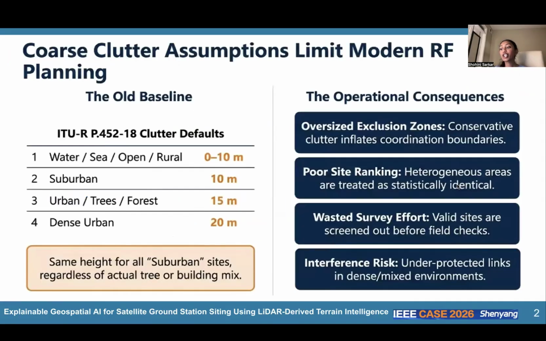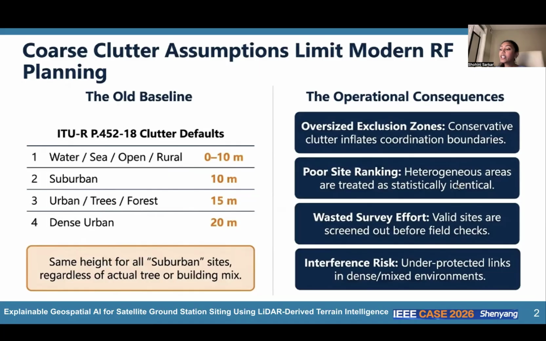To start, let's look at the current problem. In many RF planning workflows, engineers use standard clutter height values from the ITU recommendation. These are fixed values based on broad land categories. For example, open or rural areas are assigned around 0 to 10 meters. Suburban areas are assigned 10 meters. Urban areas, trees, and forests are assigned 15 meters. Dense urban areas are assigned 20 meters. These values are helpful because they are simple and standardized, but they are also very coarse.